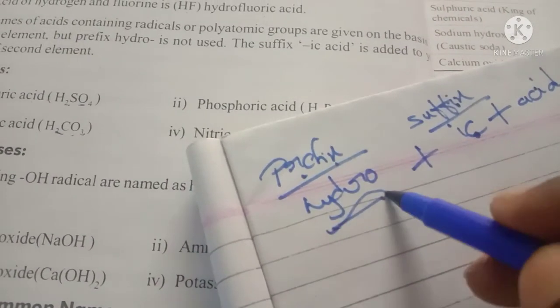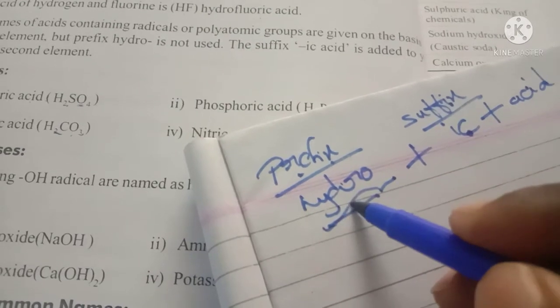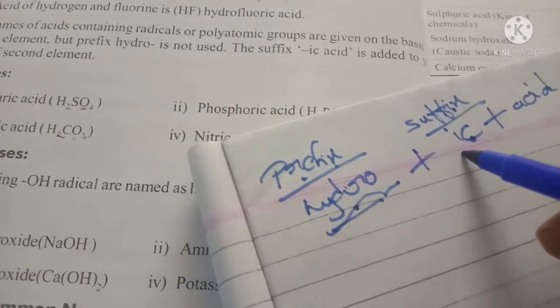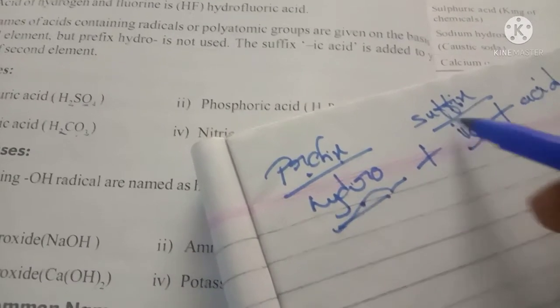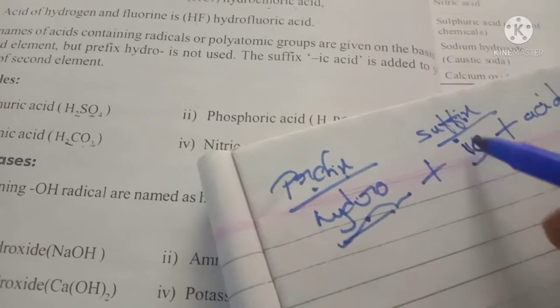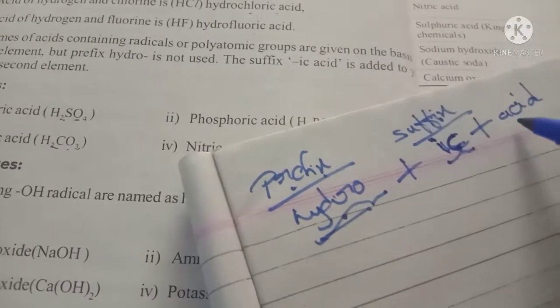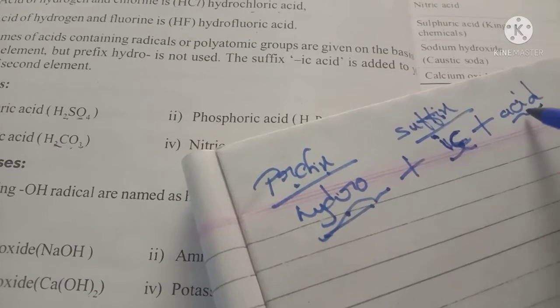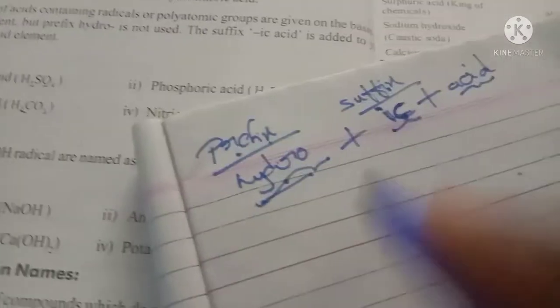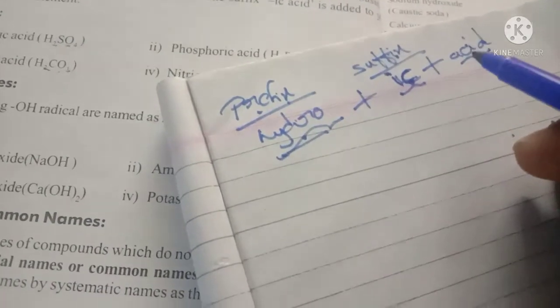What is the prefix you have to take? Hydro. What is the suffix you need to take? Simply ic. And what is the last you have to take? Acid. So whenever you are looking at this, how is it?